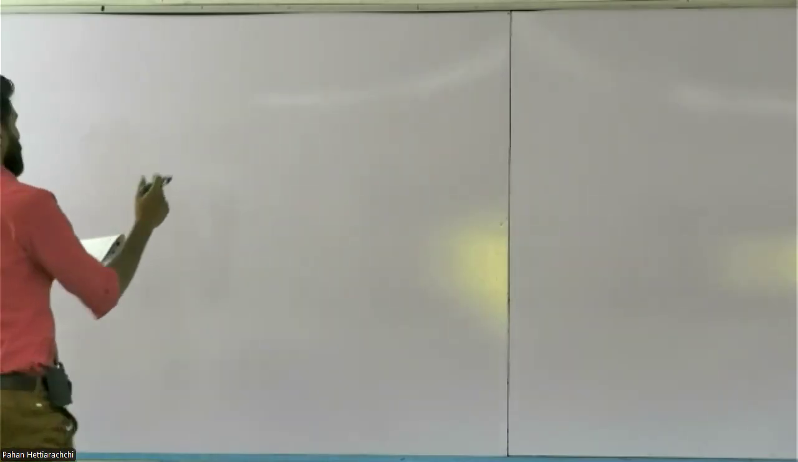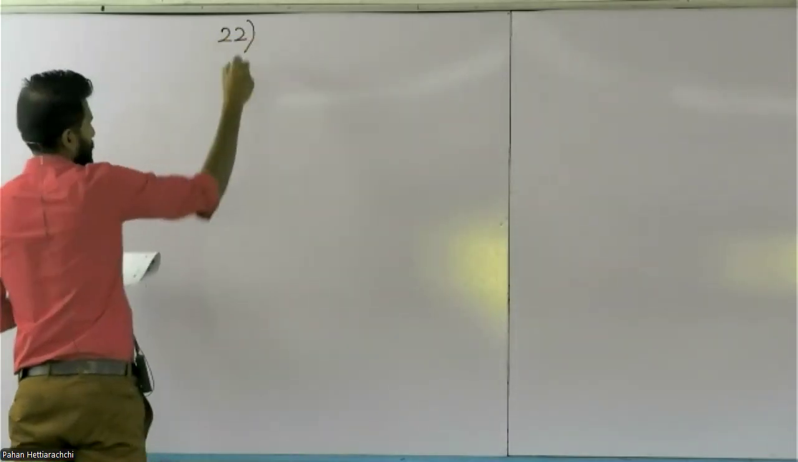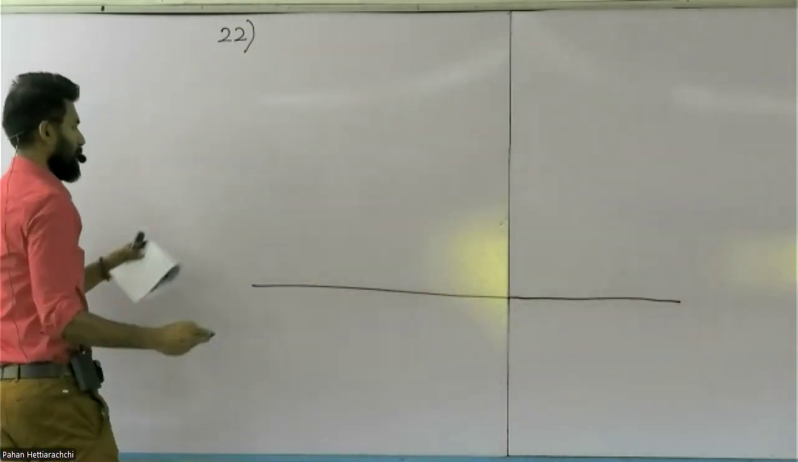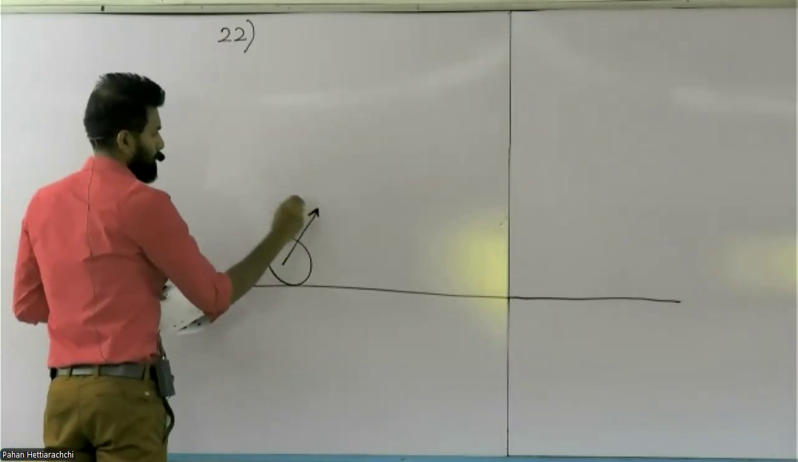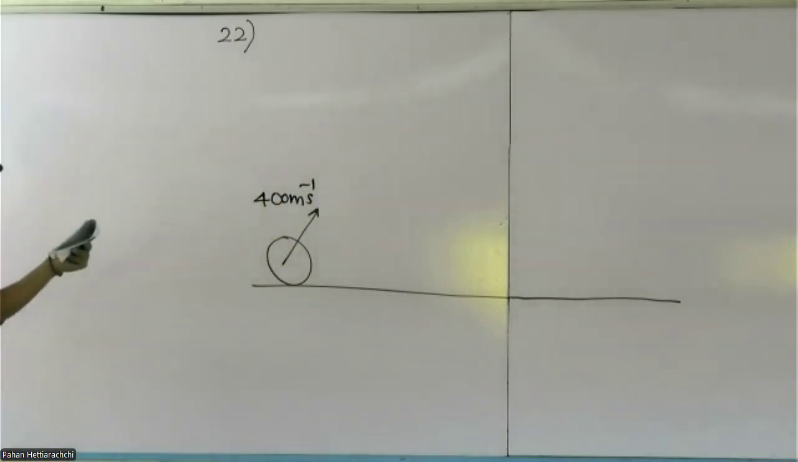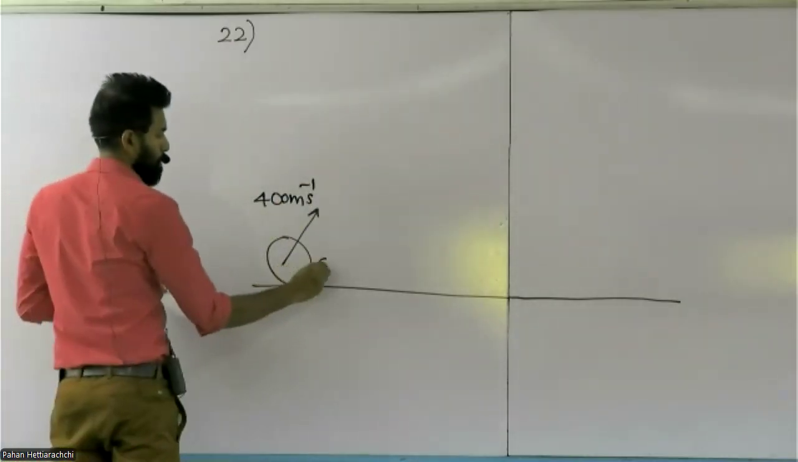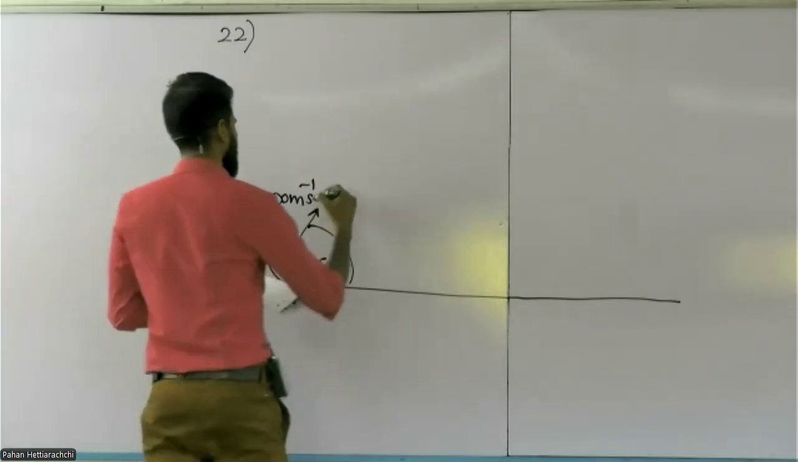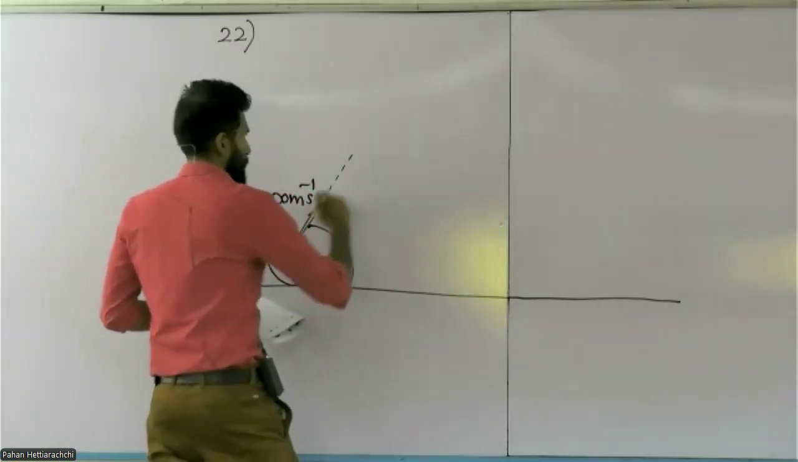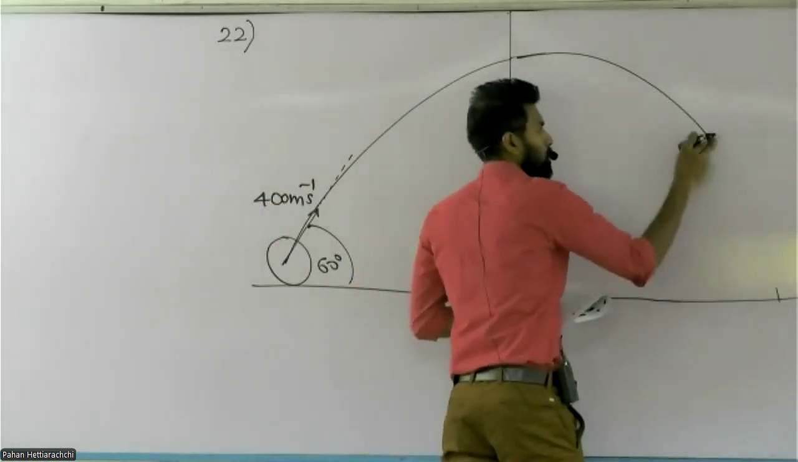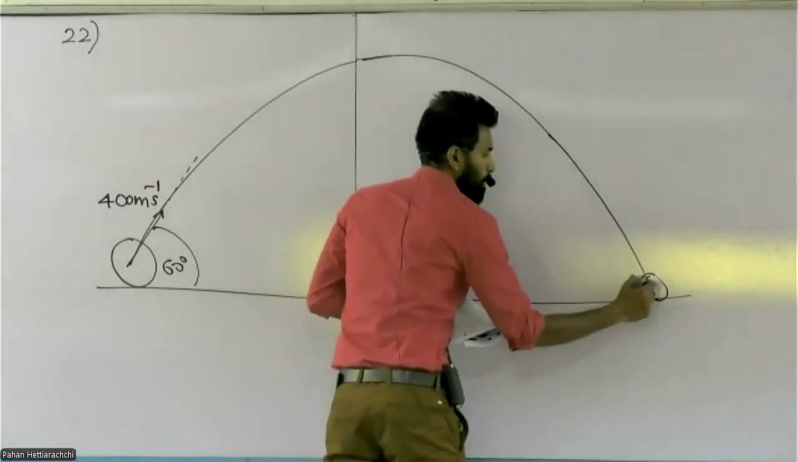Okay, question number 22. A projectile is fired at 400 meters per second velocity, making an angle of 60 degrees with the horizontal. It will move in a parabola like this.